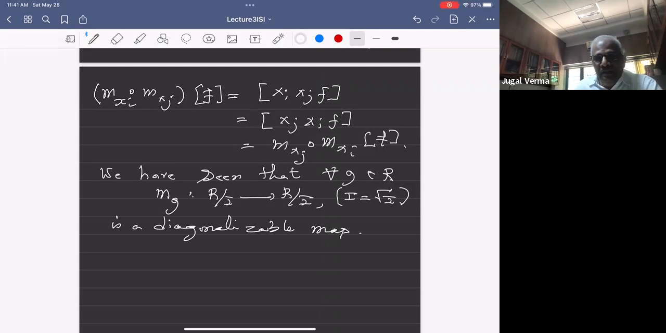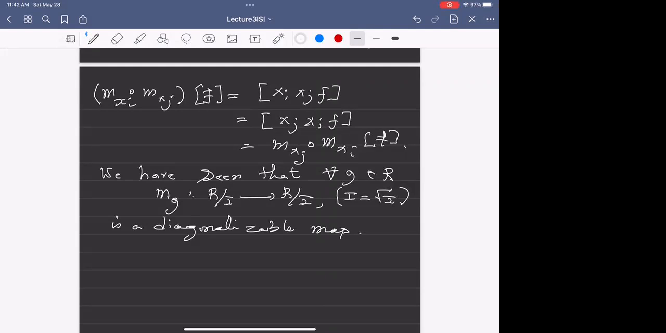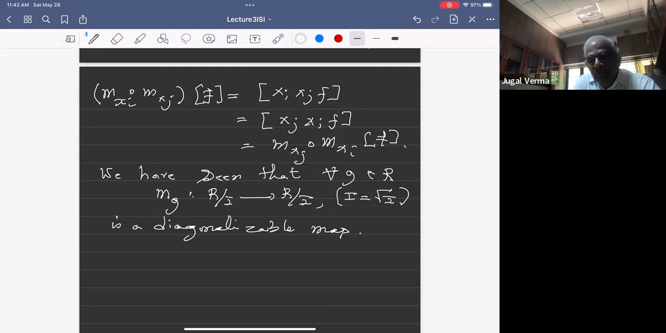Do you recall what the eigenvectors are? Diagonalization means there should be a basis of eigenvectors. Does anybody recall what the linearly independent eigenvectors for Mg are? Anybody? The Lagrange polynomials, actually, corresponding to. Yeah, can you be a little bit more precise?